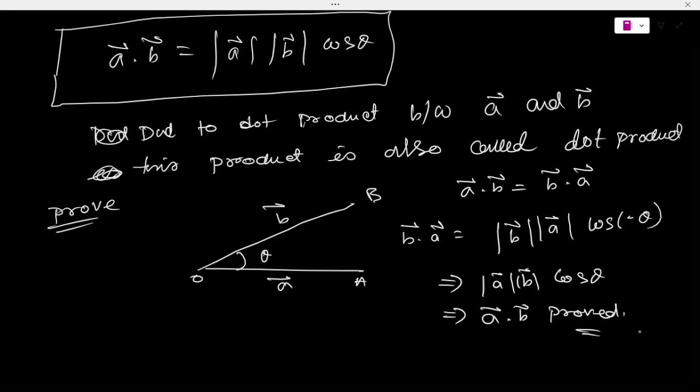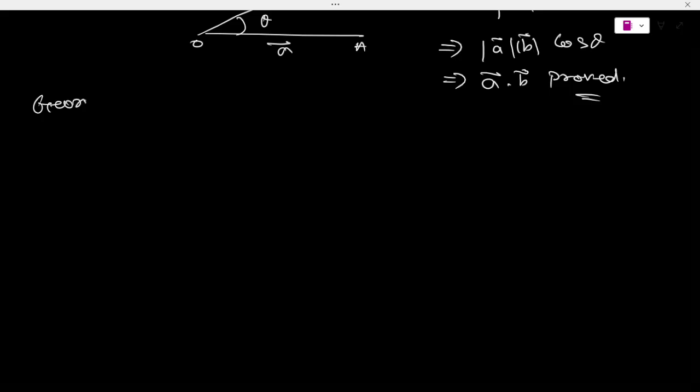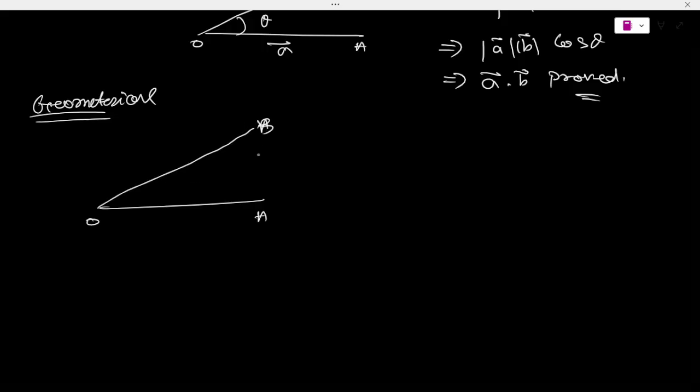Okay, geometrical interpretation. Let's geometrically prove it. The scalar product of two vectors: let's say this is a point O, this point is A, and from point O to point B, giving the angle the name theta. OA is the A vector and OB is the B vector, this is the hypotenuse, and this is a perpendicular ON.